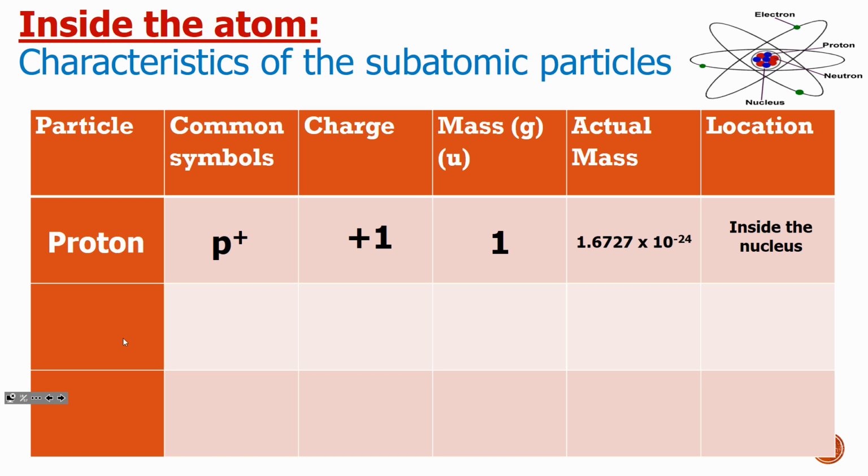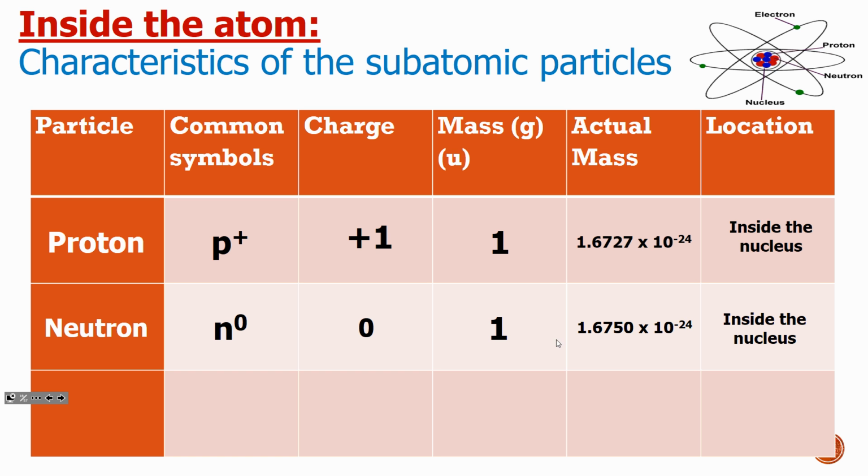Our next subatomic particle would be a neutron. A neutron is symbolized by lowercase n with a 0 superscript, and it has, of course, neutral, no charge. Its mass is really close to that of a proton, so we're going to give it an atomic mass unit of 1. Its actual mass is the same as a proton to 3 significant figures. At the 3 significant figure mark, it changes a little bit. And it is also found in the nucleus. It sort of separates the protons so they don't repel each other.